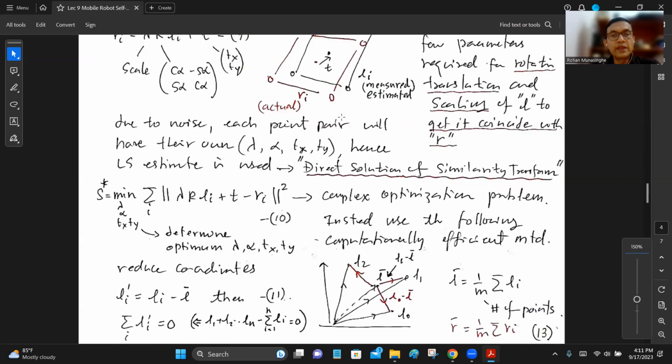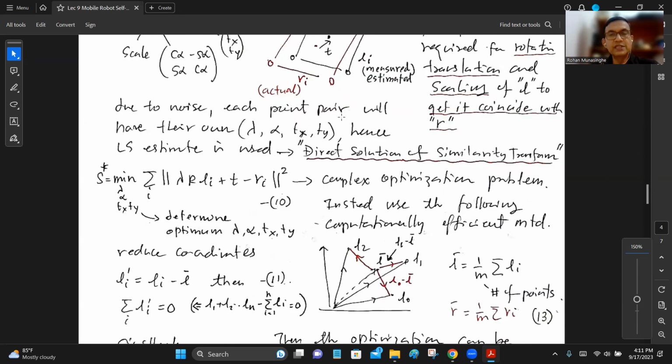So therefore, we need to be smarter here and develop an algorithm which is efficient and faster. So what about the least square estimate? Let us find out the least square estimate, right? Of course, if you do the least square estimate, it's also harder. It is the direct solution of the similarity transform, right?